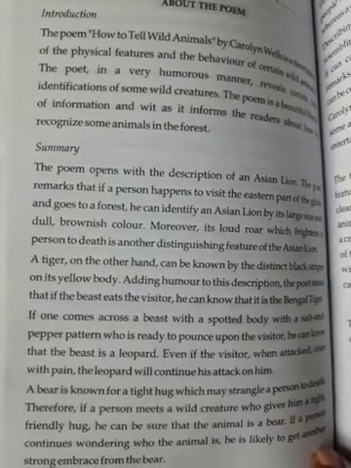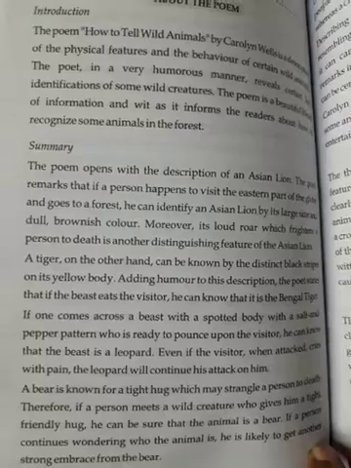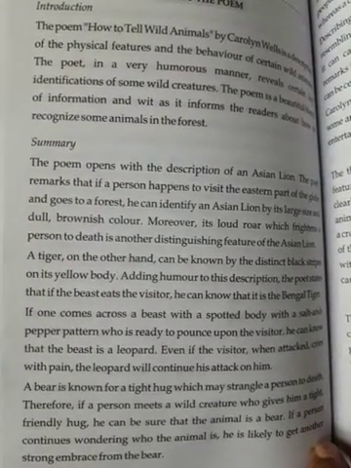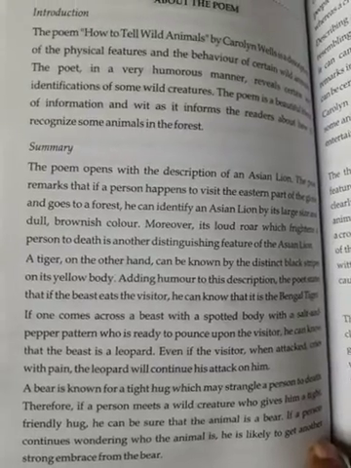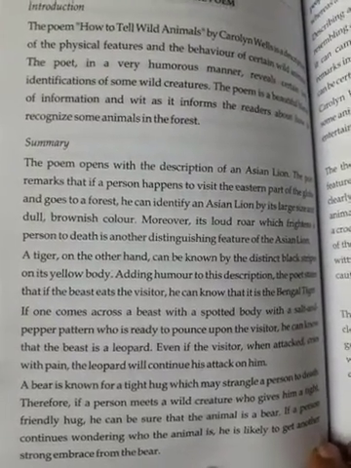Even if the visitor when attacked cries with pain, when this animal is attacking that visitor and he cries very painfully, the leopard will continue to attack him again and again. It does not leave the person.